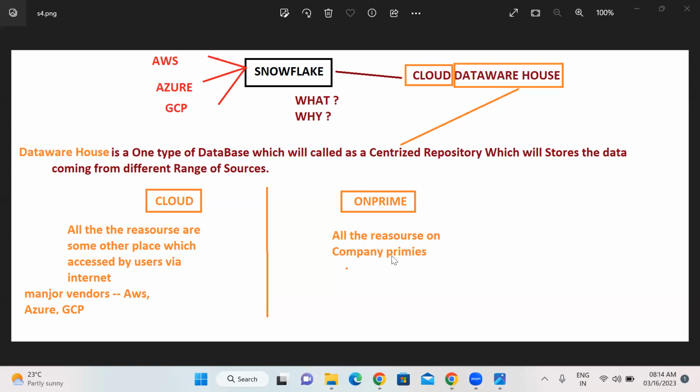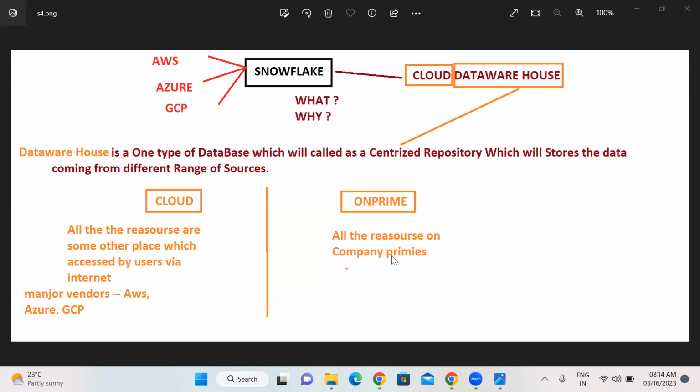Today we will discuss Snowflake, exactly what Snowflake is and why Snowflake. Yesterday we already discussed what Snowflake is. Snowflake is a cloud data warehouse. It is a combination of cloud and data warehouse.